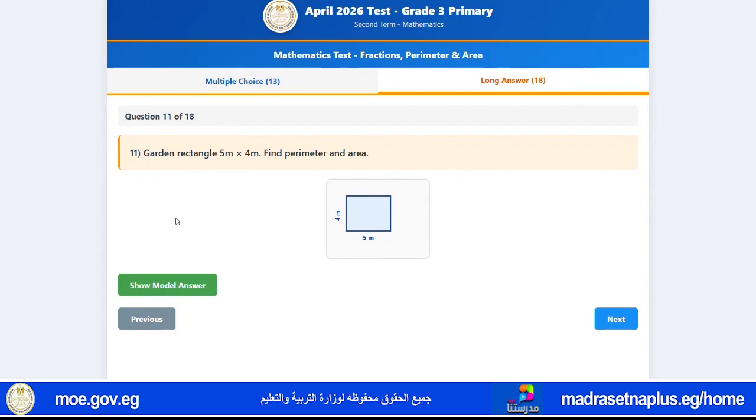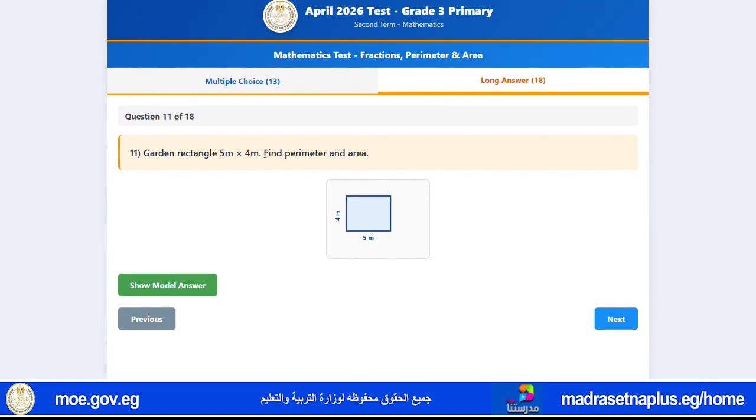So, I asked you to get the perimeter. That means what? The fence, the border around the garden. You can make a fence of plants around it. This fence is 5 meters long and 5 meters long and 4 meters wide. What is the formula to help you get the perimeter of a rectangle? Yes, length and width and length, and this is the easiest one for you.